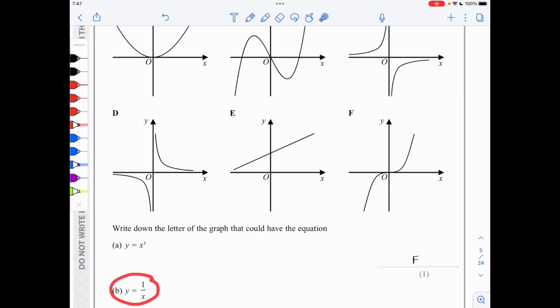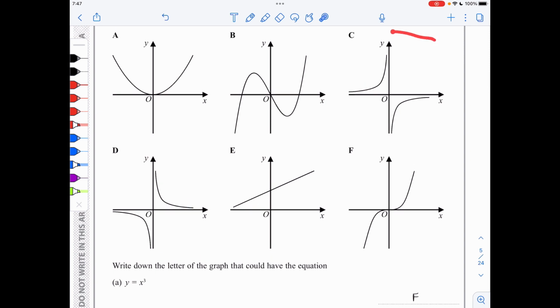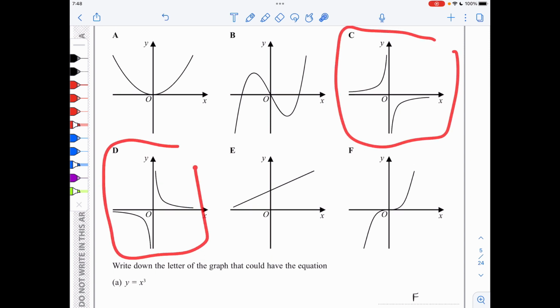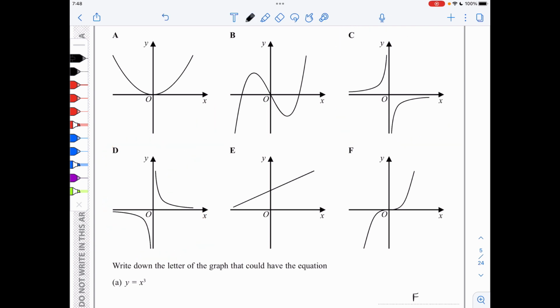In part b, we've got y equals 1 over x. It's a reciprocal graph. The 2 reciprocal graphs given are C and D, and we know that since we've got y equals 1 over x, then the graph will be in the first and third quadrants, so it's going to be D.